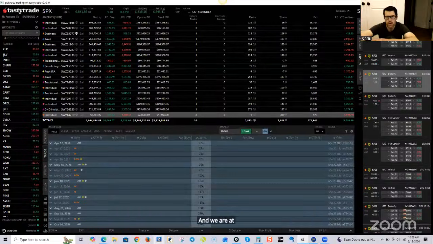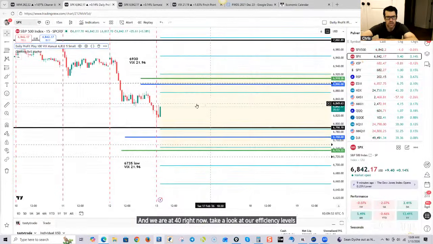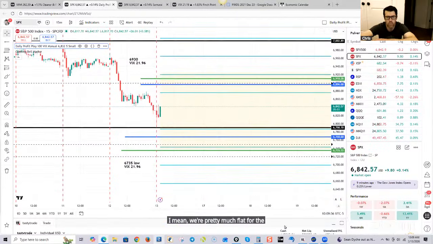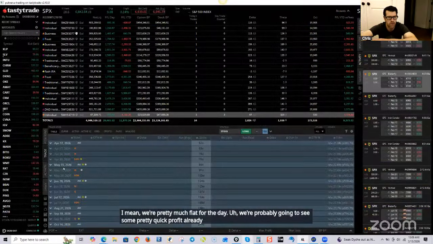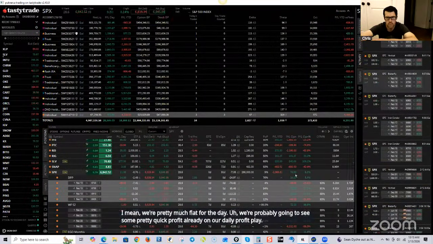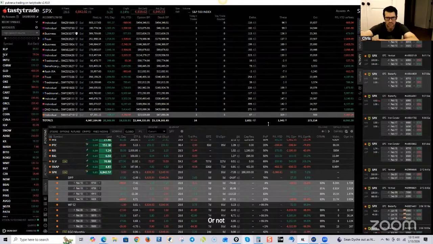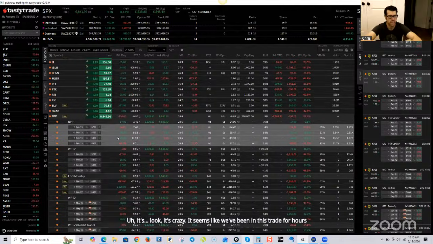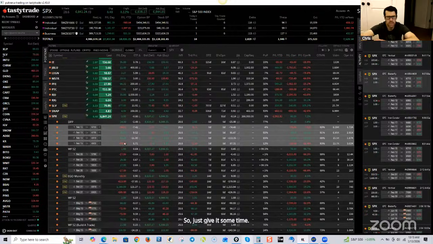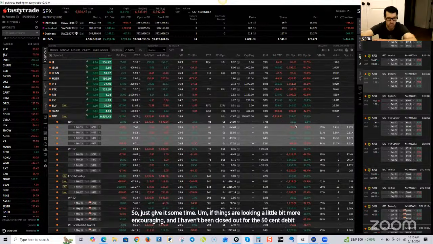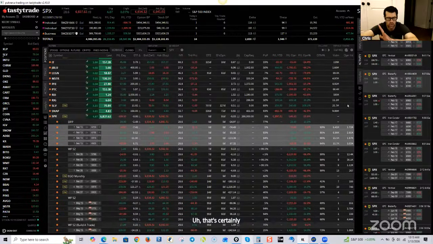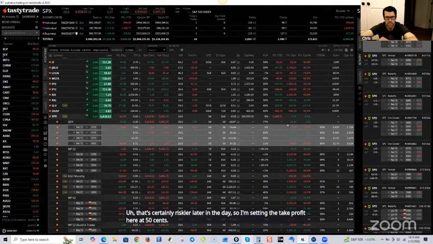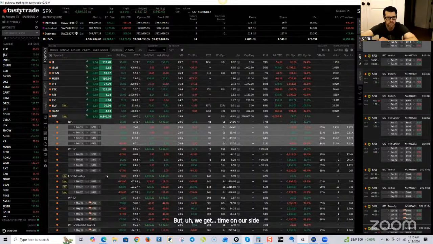And we are at 40 right now. Take a look at our efficiency levels. We're pretty much flat for the day. We're probably going to see some pretty quick profit on our daily profit play. It's 15 wide, and you can take $15 profit out of it right now. It's crazy, it seems like we've been in this trade for hours. It's been 40 minutes, so just give us some time. If things are looking a little more encouraging and I haven't been closed out for the 50-cent debit, I might just let it run to close. That's certainly riskier later in the day, so I'm setting to take profit here at 50 cents. But if we get time on our side, this hopefully works out in our favor.